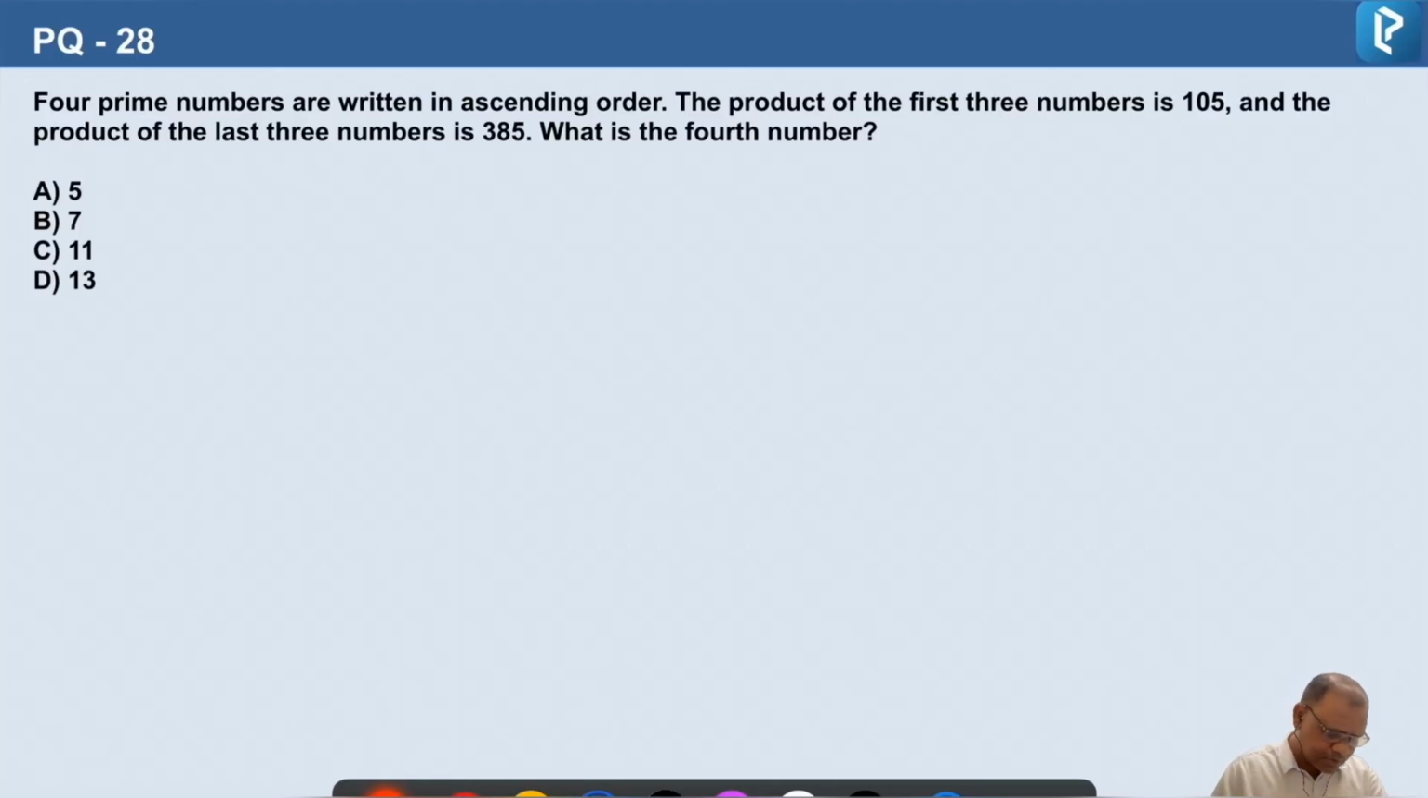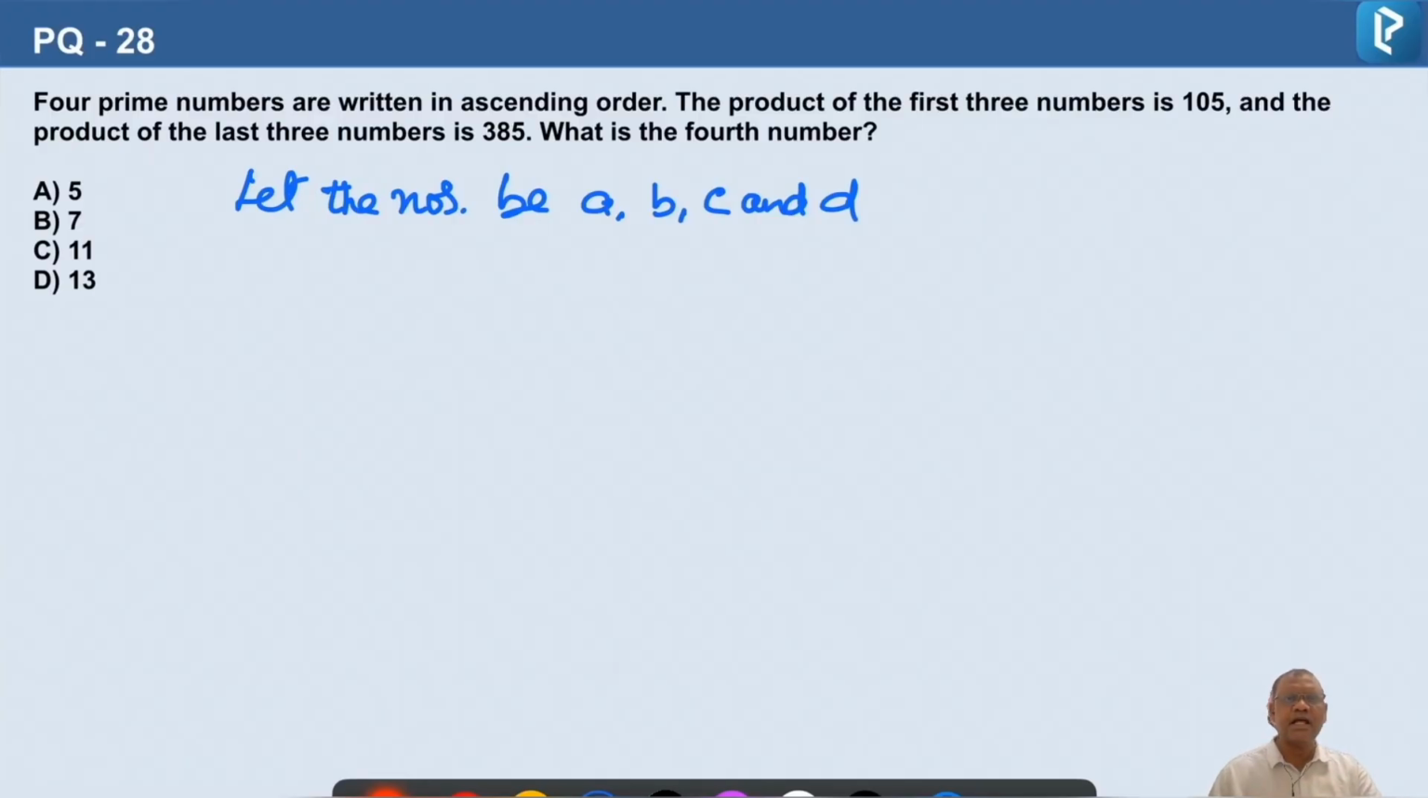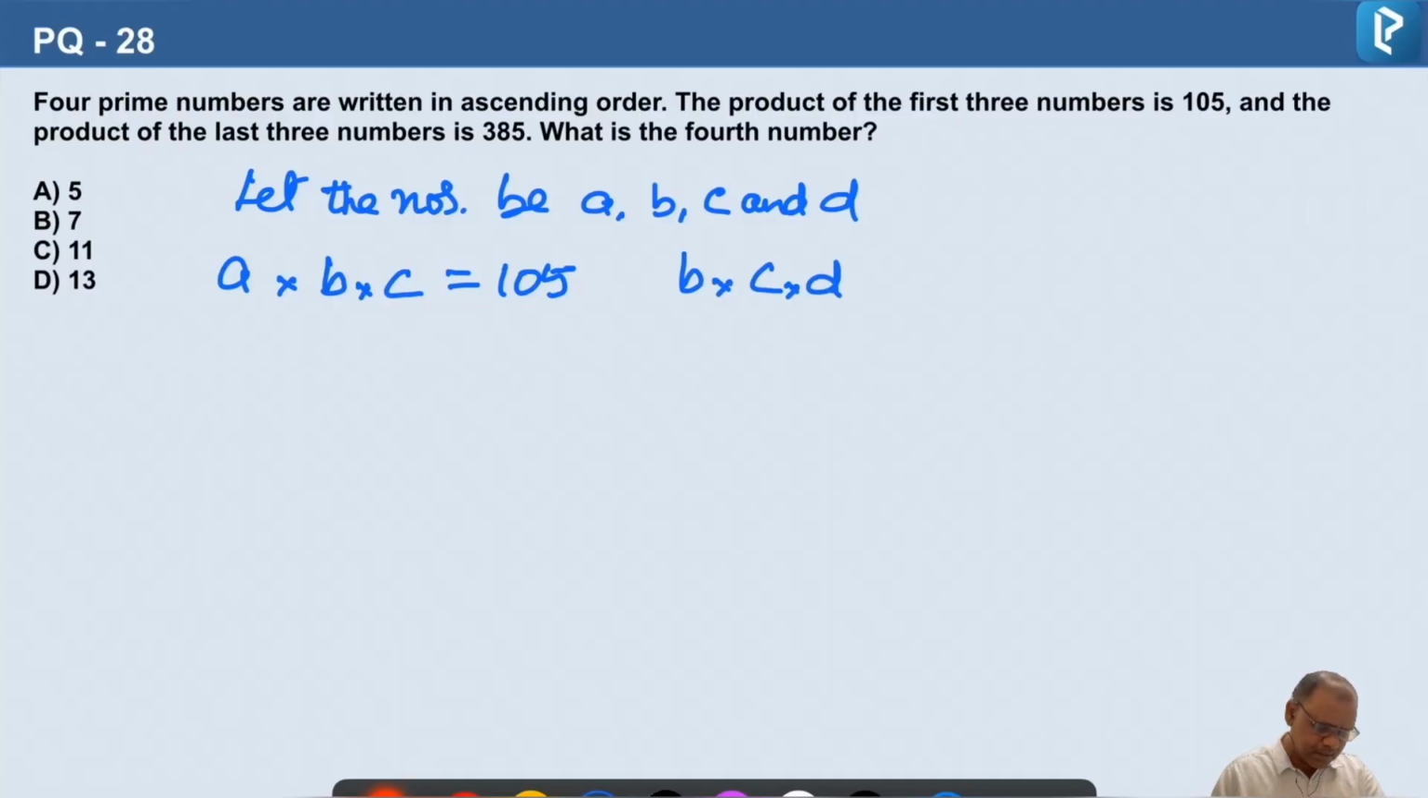So let us assume the 4 numbers. Let the numbers be A, B, C and D. There are 4 numbers A, B, C and D. They are in ascending order. Product of the first 3, A into B into C, is 105. And the product of the last 3, B into C into D, is 385. What is the fourth number?